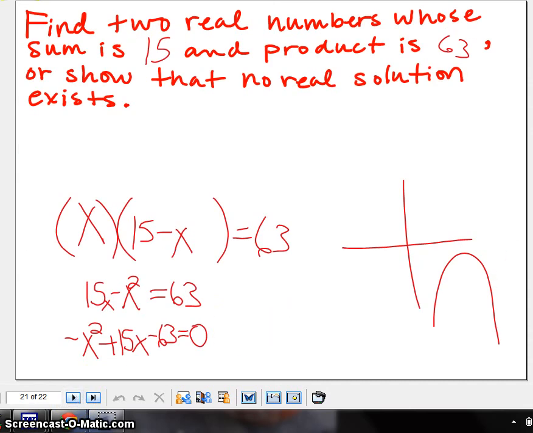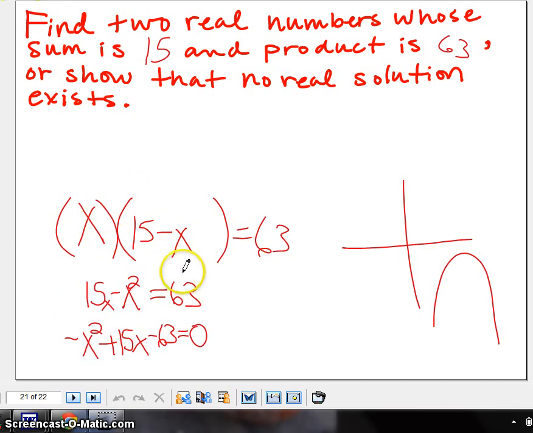We have word problems. Find two real numbers whose sum is 15 and the product is 63, and show that no real solution exists. So when we have this sum of 15, we've got one number x. If they both add up to 15, then we can take the x from 15. Then these are our sum of 15. Our product is 63, so they're going to multiply up. Here's these two numbers multiplying up to 63.